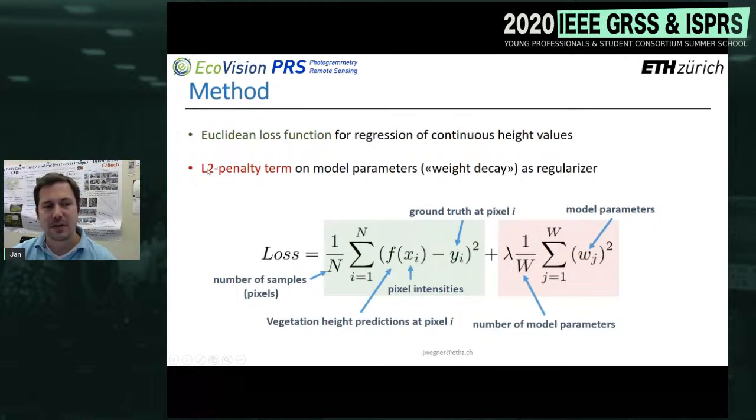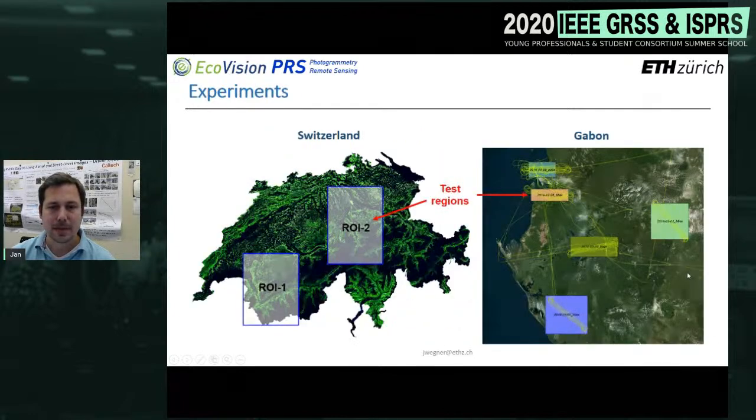And we have an L2 penalty term here on the model parameters, which acts as a regularizer, which in deep net terms is called weight decay. And then you have the number of pixels here, n, you have the vegetation height predictions here, and you have the ground truth here. And then we have the model parameters here, and the number here.